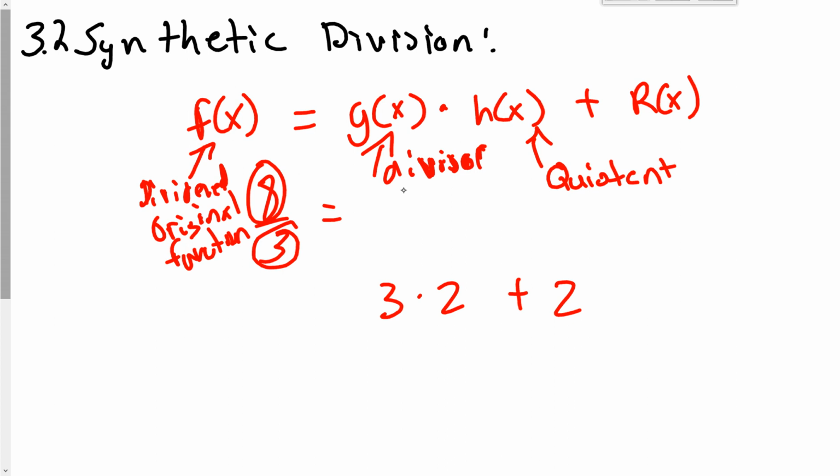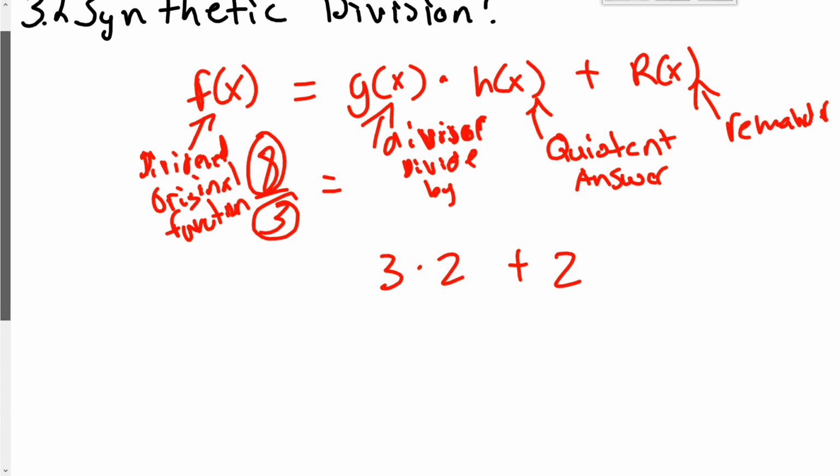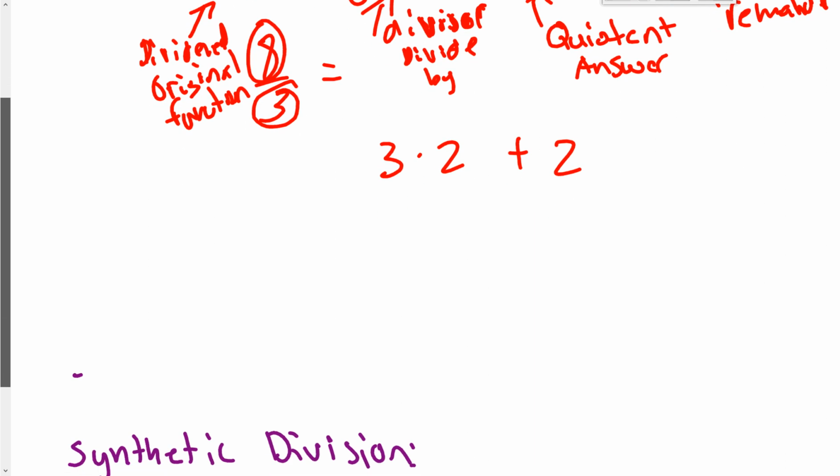So this is what we divide by, this is our answer in our division problem. But sometimes it doesn't come out evenly, right? So that's when we have a remainder. And so when we do synthetic division, it's kind of a faster way to do it. Once you get a hang of it you'll do it faster and faster, but it takes some time to understand the process of it.